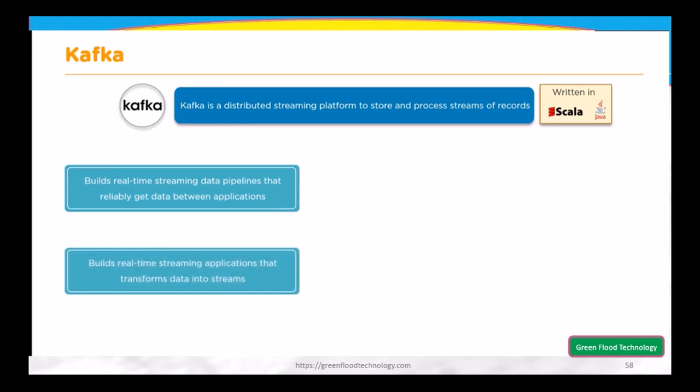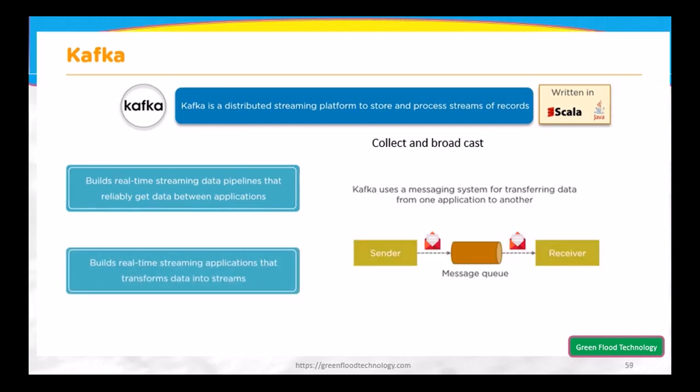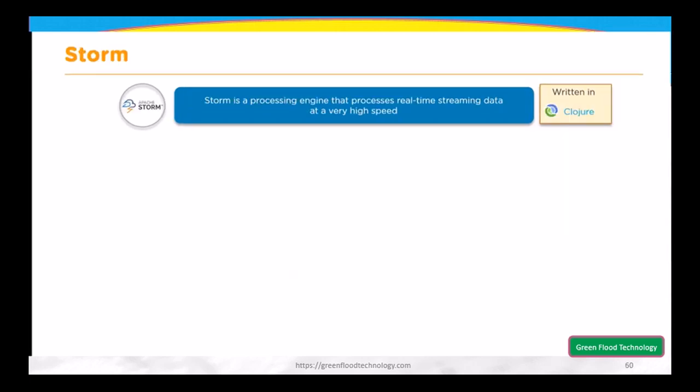Kafka builds real-time streaming applications that transform data into streams. Because Kafka uses a messaging system for transferring data from one application to another, it can collect and also broadcast. The other one is Storm. Storm is also written in Clojure.